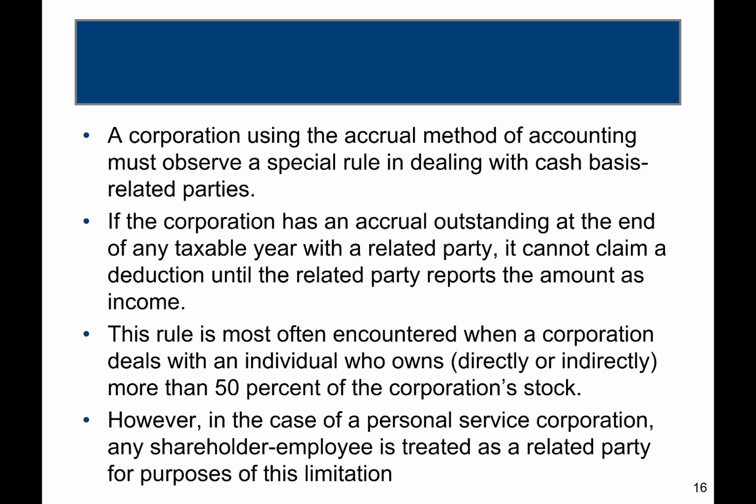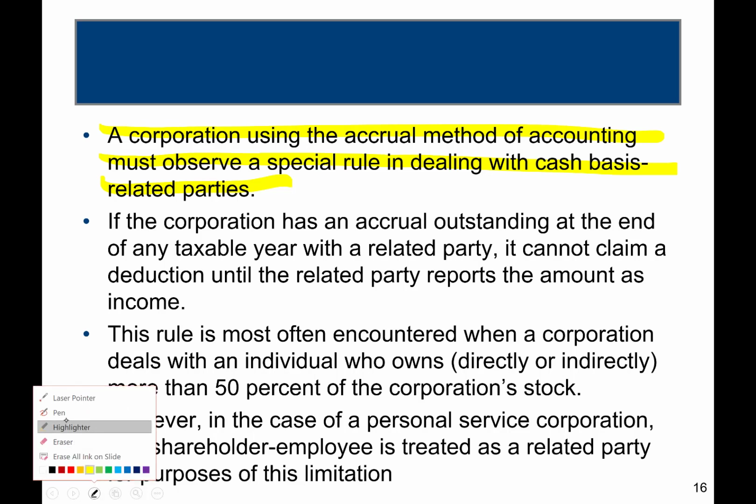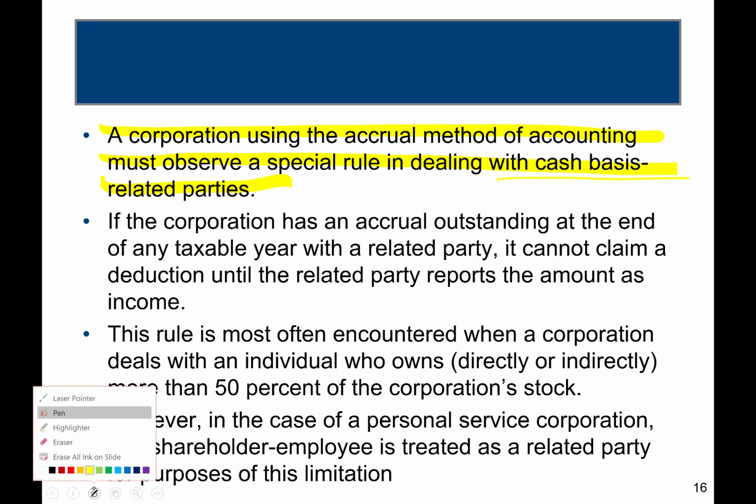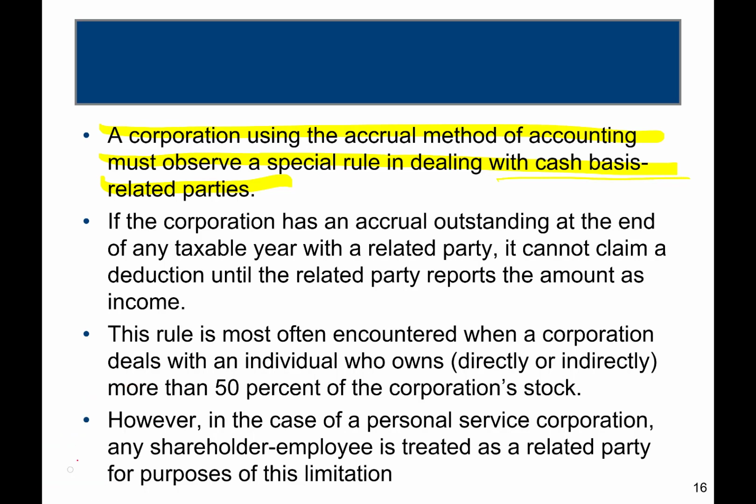A corporation using the accrual basis must observe a special rule in dealing with cash basis, and the key phrase here is cash basis related parties. Okay, so we're worried about this when we have related parties. Now, the reason they're focusing on related parties is they don't want something being engineered where there's some sort of tax benefit that they can arrange as to when the payment is actually made.